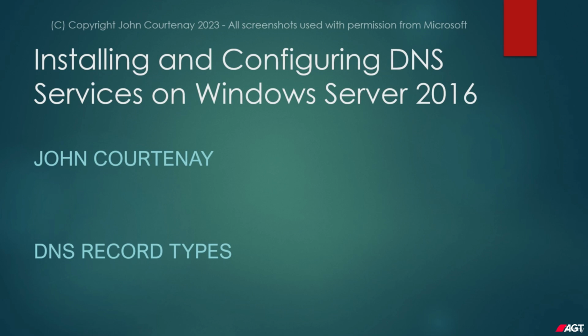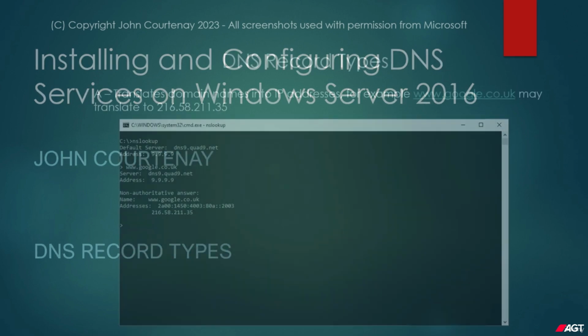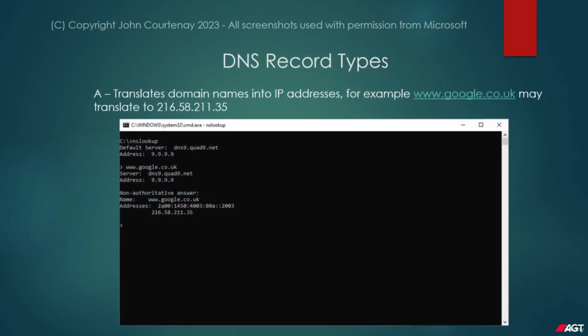There are multiple different types of DNS records, all of which perform specific functions. In this lecture, we'll go over some of the most commonly used record types, but this is by no means an exhaustive list. In the next lecture, we'll go through step by step how to set these records up. First, we have A records. These records translate domain names into IP addresses.